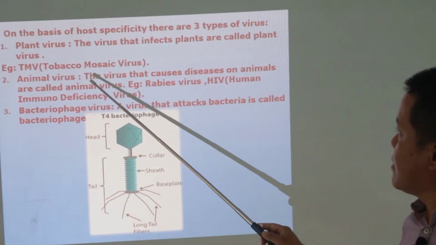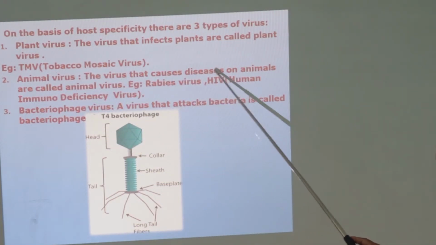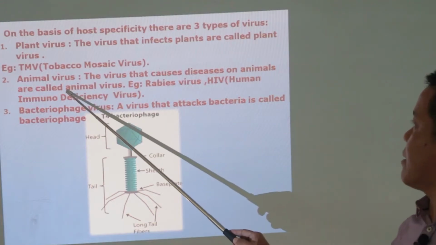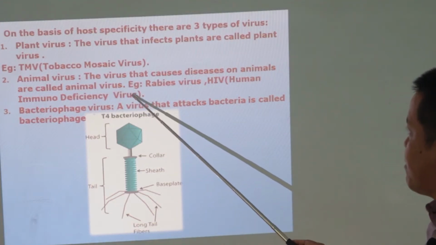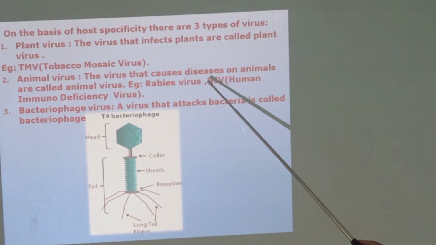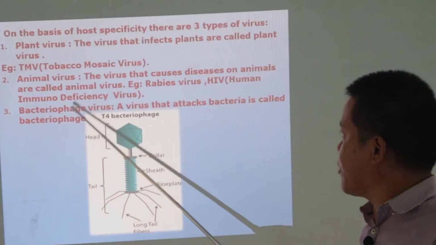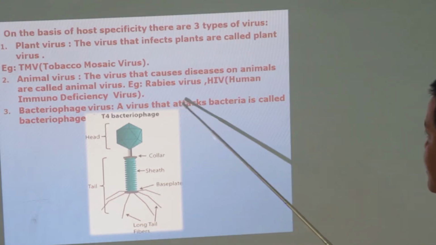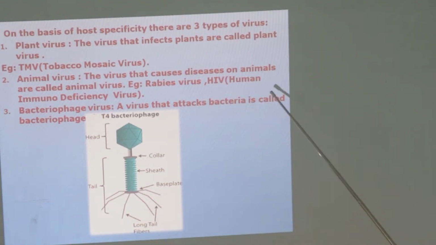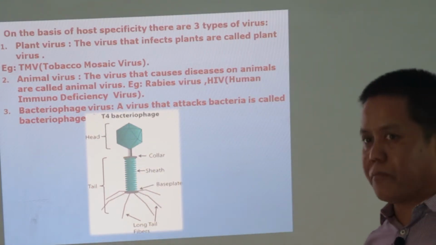Animal virus: the virus that causes disease in animals is called animal virus. Example, rabies virus, HIV (human immunodeficiency virus). Bacteriophage virus: a virus that attacks bacteria is called bacteriophage virus.